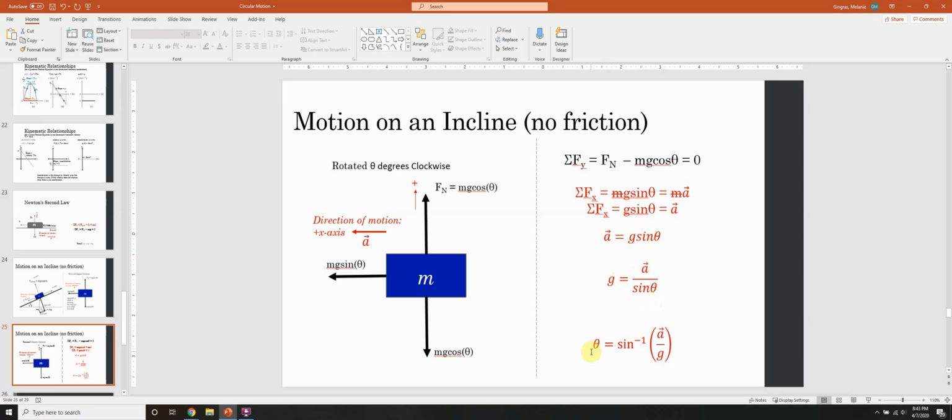Then last but not least, if you're trying to find the angle of your slope, you're going to use inverse sine of a over g, and that's because we know that sine of theta is equal to a over g, but since we're trying to find theta, we want to use inverse sine, so there you are. Inverse sine of a over g is equal to theta.